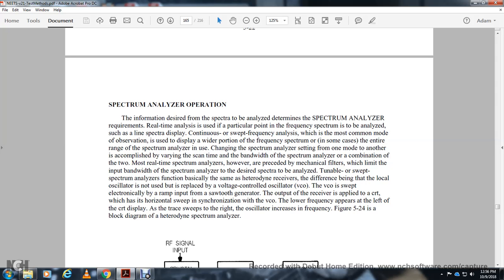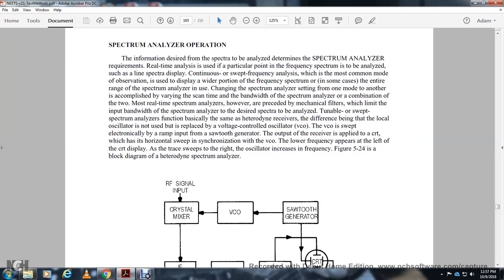The voltage controlled oscillator is swept electronically with a ramp, with the output of the receiver going to the coil of the cathode ray tube, which is the horizontal sweep synchronized with the voltage controlled oscillator. Low frequencies are at the left of the cathode ray tube. The display trace sweeps to the right as the oscillator frequency increases. Figure 5.24 shows the block diagram of the heterodyne spectrum analyzer.